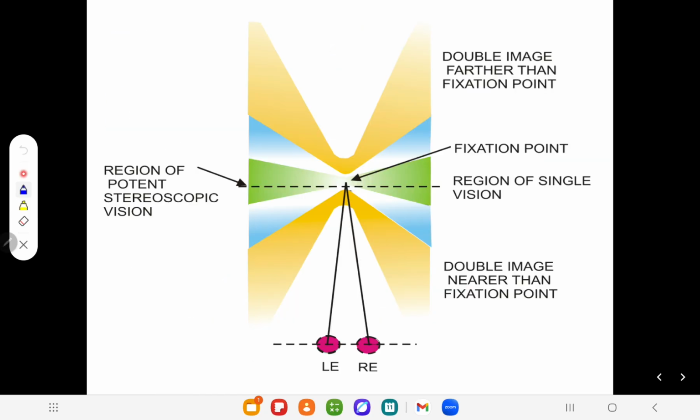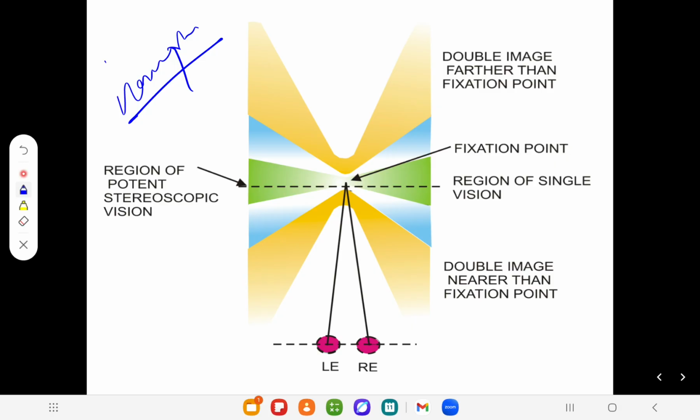What about Panum's fusional area? The horopter is just a line which corresponding points form in space. But at the same time, Panum's fusional area is not a line. It's an area, and that area corresponds to forward of the horopter and backward of the horopter. That Panum's fusional area gives binocular single vision. That Panum's fusional area corresponds not to corresponding retinal points, but to disparity.